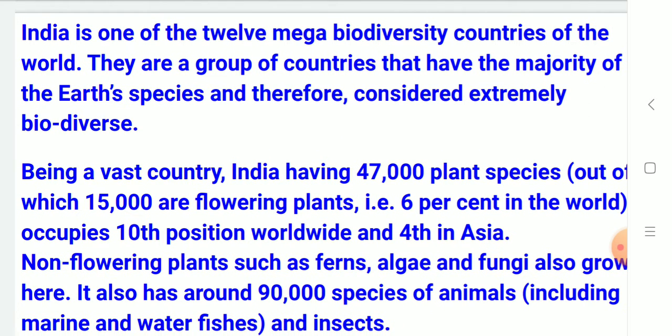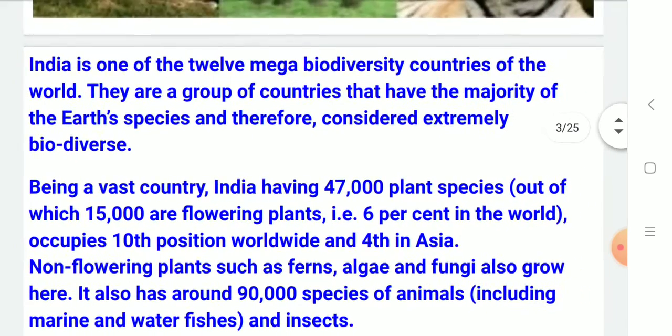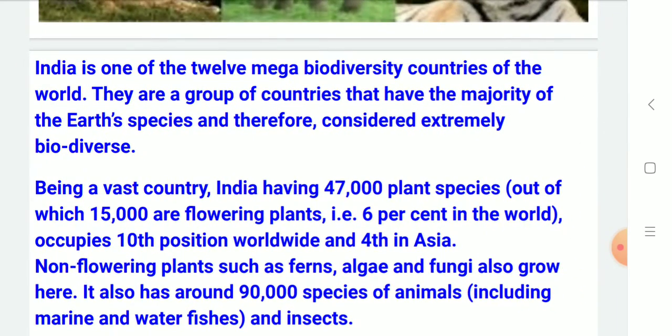India is one of the 12 mega biodiversity countries of the world. They are a group of countries that have the majority of earth's species and are therefore considered extremely biodiverse. Being a vast country, India has 47,000 plant species, out of which 15,000 are flowering plants, that is 6% in the world. It occupies 10th position worldwide and 4th in Asia.